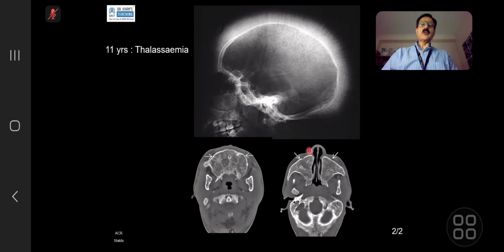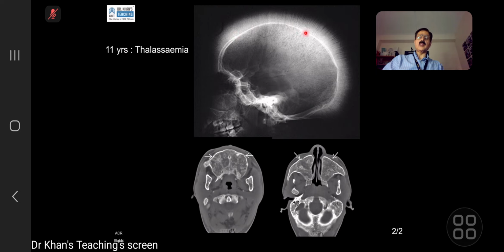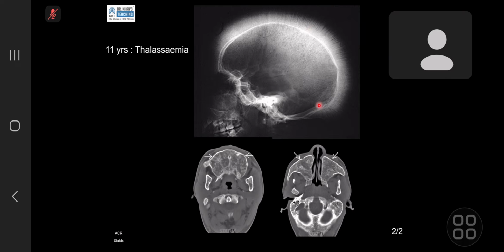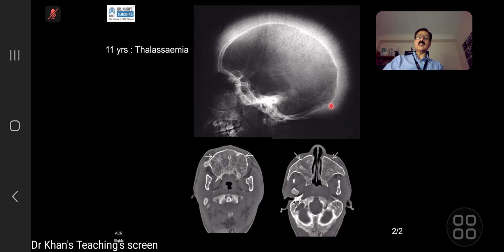Okay, let me take over. Now, in this case, this is again thalassemia, but look at the findings. What is happening is that the diploic space is thickened, and they give this classical sun ray appearance, as the candidate pointed out, or we also call it hair on end appearance.